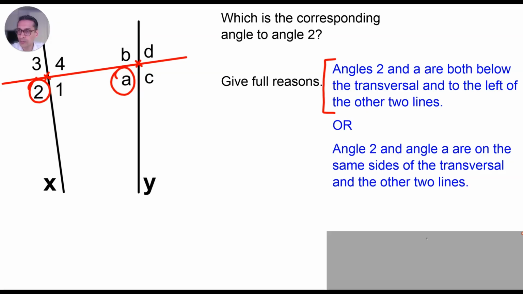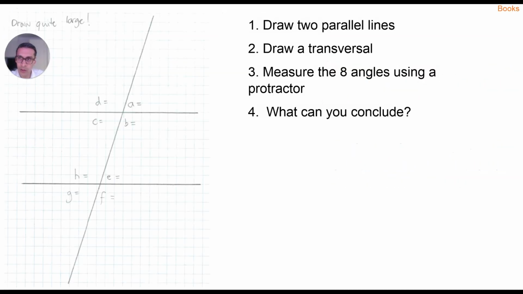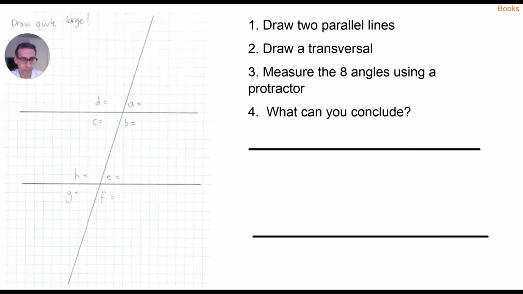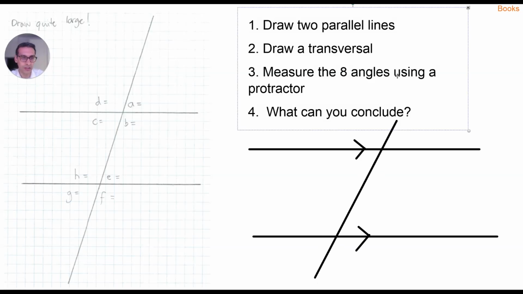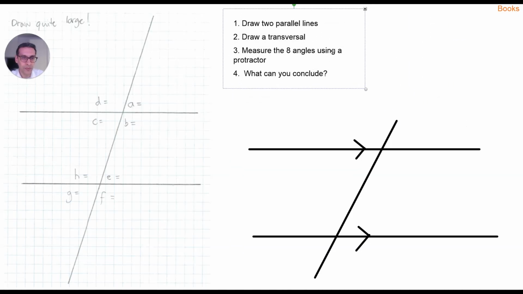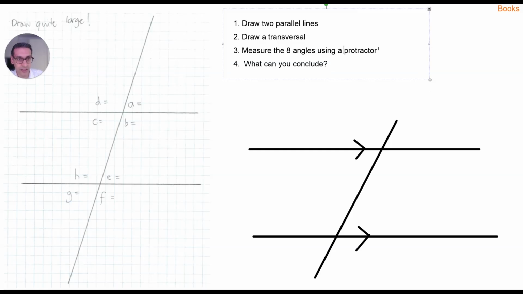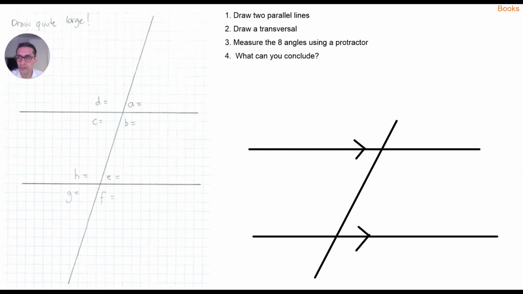So looking at another example, we're going to look at a special case. Now, in your books, draw two parallel lines quite big, and you can use the square grid to help make sure they are parallel, and then a transversal. The transversal doesn't need to be a specific angle. It could be like this, or quite steep, either way. I would keep it relatively simple, something similar to what I've done here on the screen. What you're then going to do is measure the angles using a protractor, and you're going to spot something interesting happening.